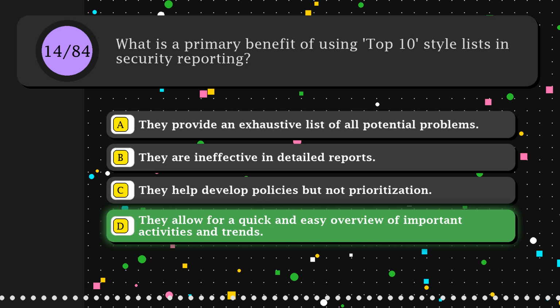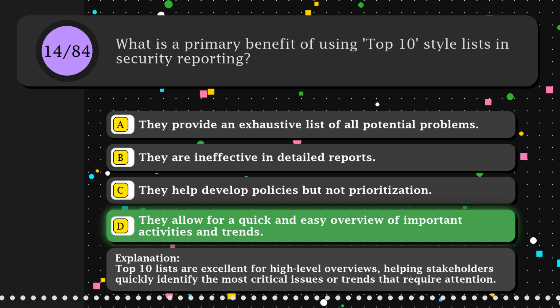The correct answer is option D. They allow for a quick and easy overview of important activities and trends. Top 10 lists are excellent for high-level overviews, helping stakeholders quickly identify the most critical issues or trends that require attention.